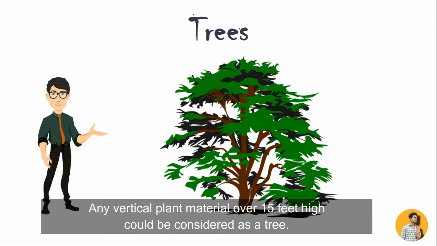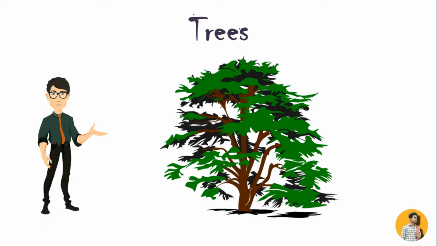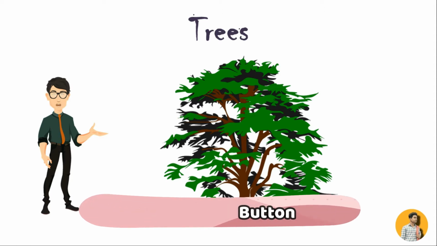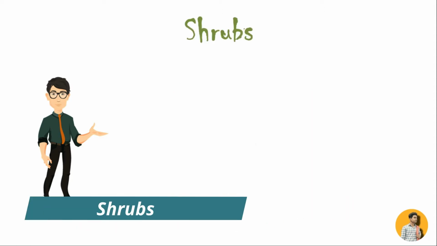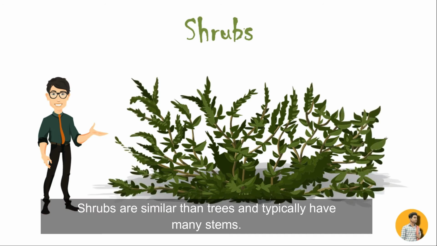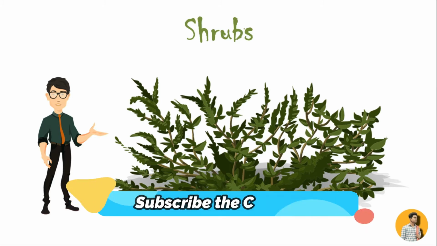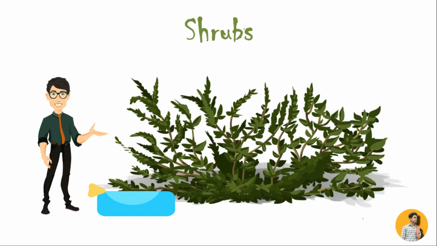Any vertical plant material over 15 feet high could be considered a tree. With a single trunk and some form of crown head, it would almost certainly be classified as a tree. Second is shrubs. Shrubs are similar to trees and typically have many stems. Shrubs are the most human scale plant in the landscape, being at a near eye level. Shrubs usually define the walls of outdoor rooms and often act as individual accents.